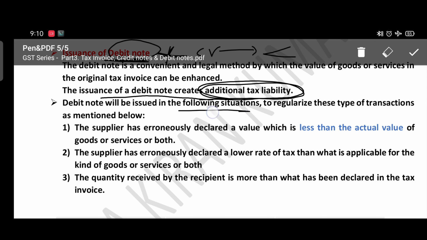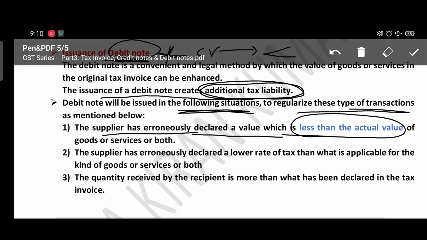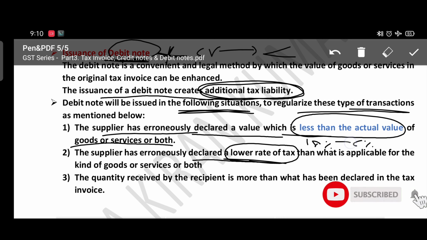A debit note will be issued in the following situations to regularize the transaction. The supplier erroneously declared a value less than the actual value. In this example, we have mentioned 80, but the actual quantity given is 100. So to increase that liability, he has to issue a debit note. And the supplier has erroneously declared a lower rate of tax. Instead of 18%, he has issued 6%. Then he has to give additional liability by creating an invoice for the difference amount on the recipient.